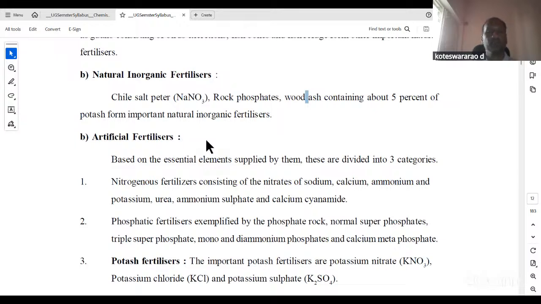Okay, next, potassium fertilizers. The important potassium fertilizers are potassium nitrate, potassium chloride, potassium sulfate. Actually, if the soil is rich in nitrogen but deficient in potassium, we can use potassium chloride and potassium sulfate. But here also we need to check the pH of the soil.